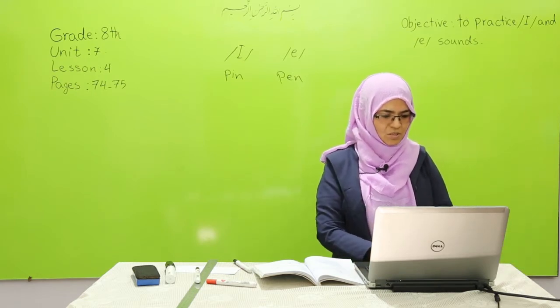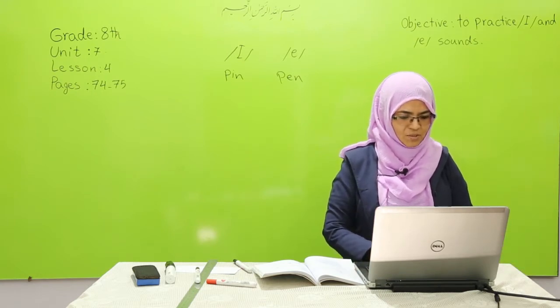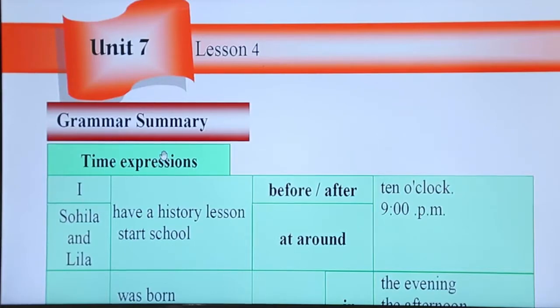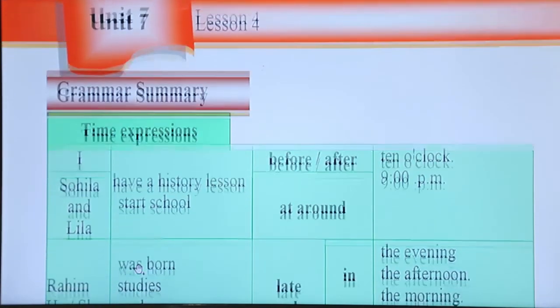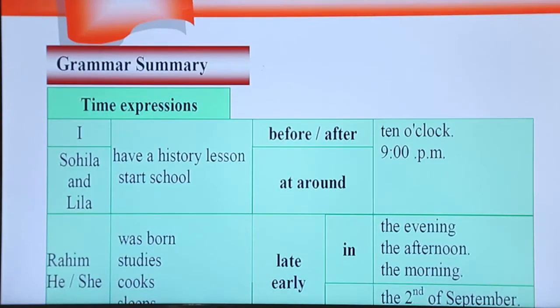In the next page, I told you that we will have a grammar summary. ما با شما گفته بودم که ما گرامر خلاصه شه که گرامرایی رو که ما در این یونیت خواندیم به صورت خلاصه اینجا پیش خود میخوانیم. So, see the chart. The first point that we have studied in this unit was time expressions. ما درباره time expression در این یونیت خوانده بودیم.